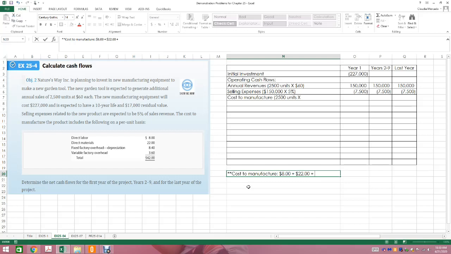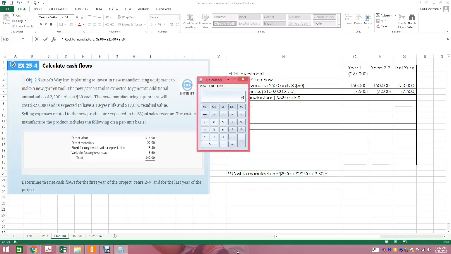It's just an internal transaction that is generated to allocate the use of the equipment over a period of time to depreciate it, okay? Depreciation does not affect cash, so I'm not going to take that into consideration because it does not impact cash, okay? Now, my variable factory overhead, yes, it's going to get included because that can include maintenance, the utilities, whatever the case might be, okay? So, $8 plus $22 plus $3.60 is going to give me my manufacturing cost of $33.60, okay?